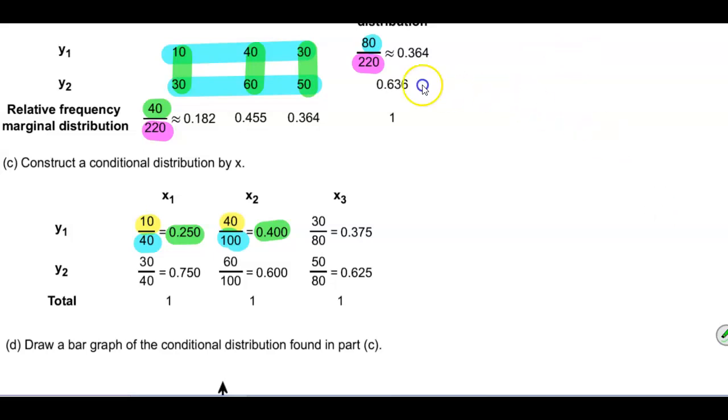Similarly, if we take row 1, column 3, which is 30, and divide it by the total of that column, 30 plus 50, which is 80, we get 0.375. Likewise, in row 2, we take 30 and divide it by the column total, 40, which gives us 0.75. Then we take the element in row 2, column 2, which is 60, and divide it by the column total, 100, which gives us 0.600. And for the final one, we take 50 and divide it by the column total, 80, to give us 0.625.